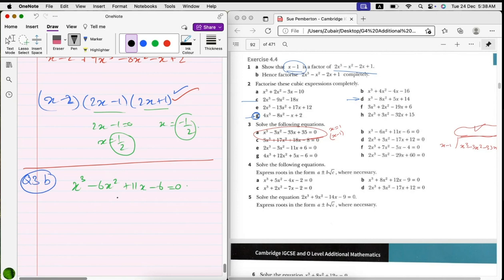So going for trial, 1 cube minus 6 into 1 square plus 11 into 1 minus 6 is giving me 0. x is equal to 1, so x minus 1 equals 0. Dividing x cube minus 6x square plus 11x minus 6 by x minus 1: x square times x gives x cube, minus 6x square.